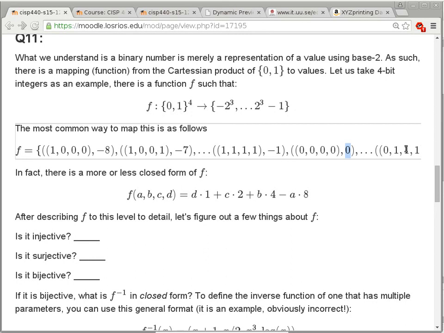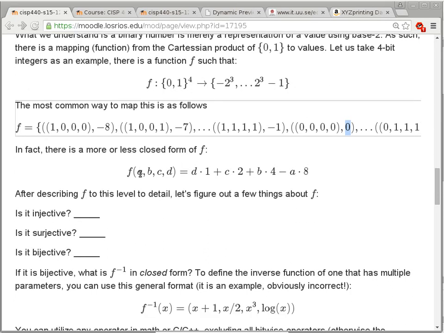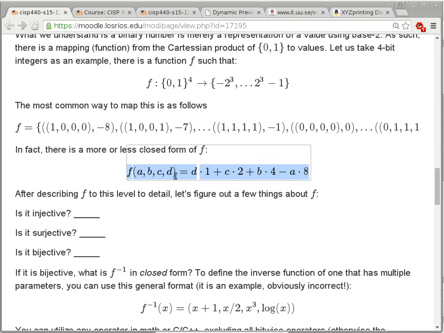But even without any prior exposure to how values are represented using binary numbers, I can now also express this in a closed form, which is basically saying, give me a 4 tuple of zeros and ones. And that 4 tuple is now ABCD. I'm just using ABCD to represent each position of the 4 tuple of zeros and ones. The value that it is mapping to is D times 1 plus C times 2 plus B times 4 minus A times 8.